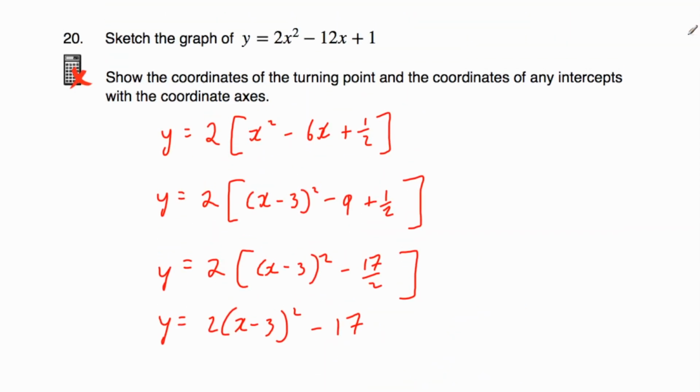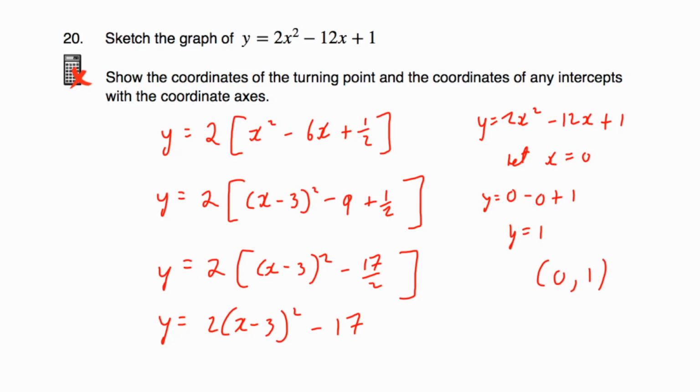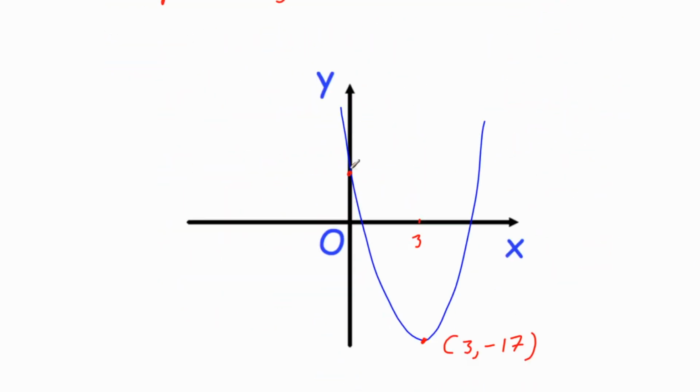So if we go back up, we had y equals 2x squared minus 12x plus 1. We're going to let x equal 0. So that's going to give us y equals 0 squared is 0, times 2 is 0. Take away 12 times 0, so take away 0, plus 1. So y is equal to 1. So it's going to be the coordinate (0, 1). So that point here is the point (0, 1).